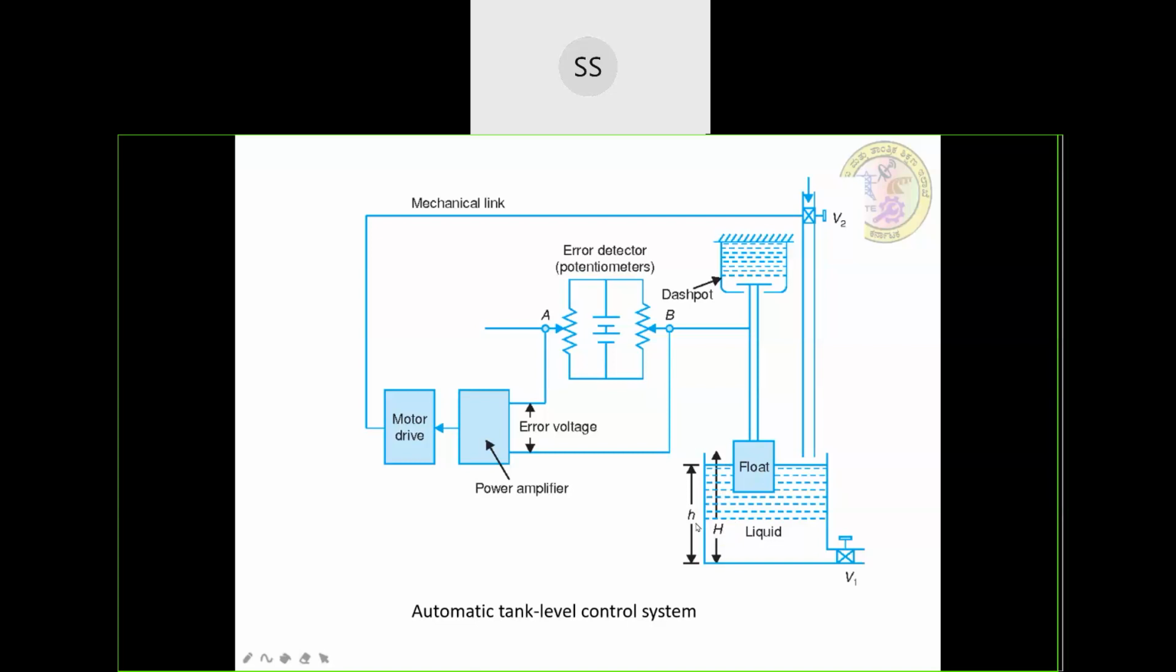Actually, what we want is for these two to be equal. But if there is any difference, then the potentiometer arms B and A, which form the control elements, are going to act such that they actuate the motor. So when the liquid level rises or falls, these potentiometers are going to give an error voltage.